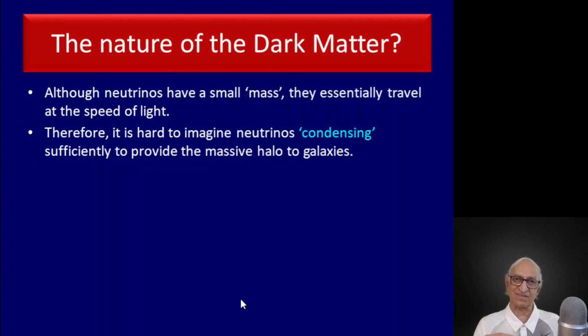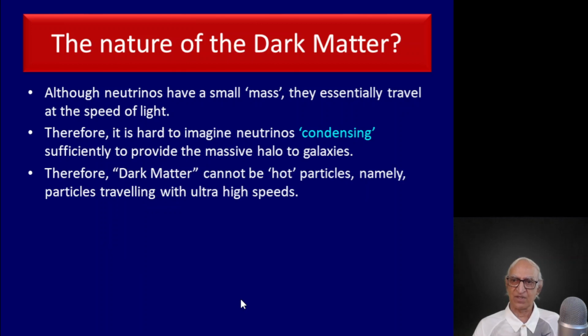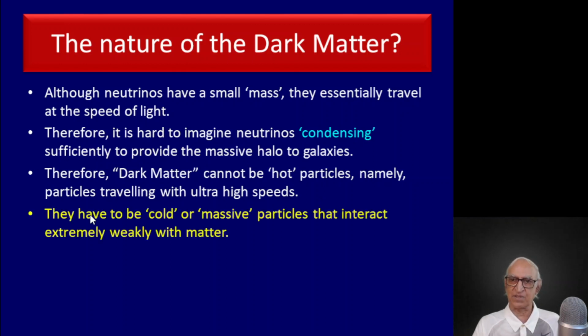Unfortunately, astronomers have found that even in dwarf galaxies, let alone galaxies like ours or larger galaxies, even in dwarf galaxies, the rotation curve is flat. Therefore, even dwarf galaxies, which are very small in size compared to our galaxy, have dark matter halo. Therefore, whatever this dark matter particle is, it cannot be moving at the speed of light because it cannot condense into a very small size because of its very low mass and moving essentially at the speed of light. Therefore, dark matter cannot be hot particles, namely particles traveling at ultra high speed.